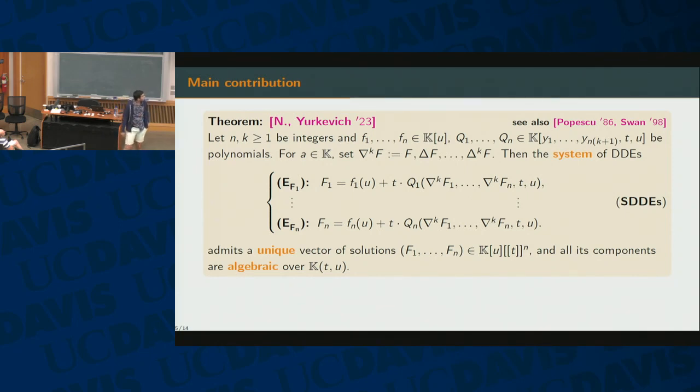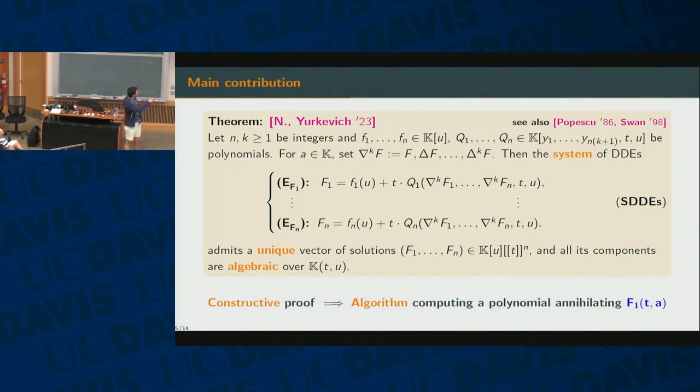So let's have a look at this result. First, let me mention that it is still included in papers of Popescu and Swan, but in the end, our proof is effective, and so there exists an algorithm for computing annihilating polynomials for the specialized solution. And here, the only thing that is new is the fact that we deal with systems.